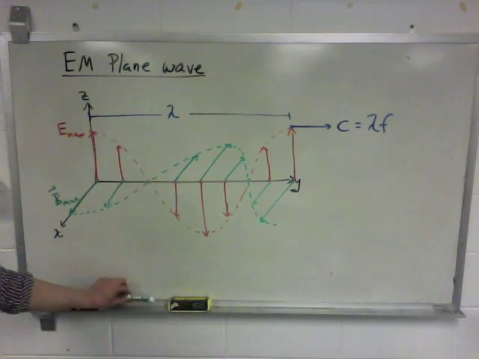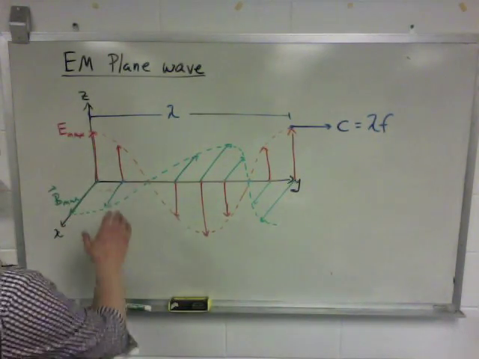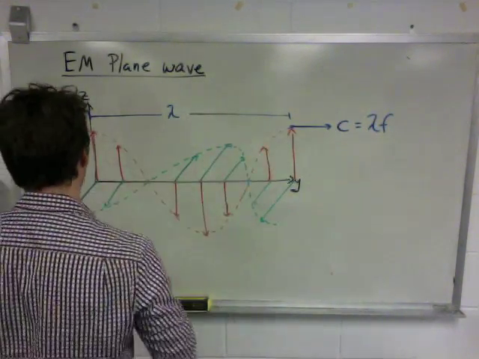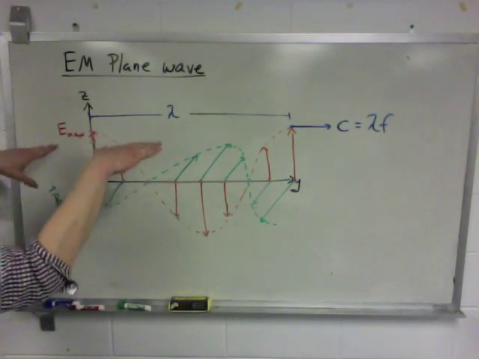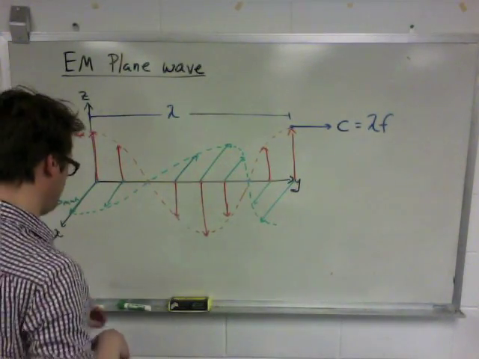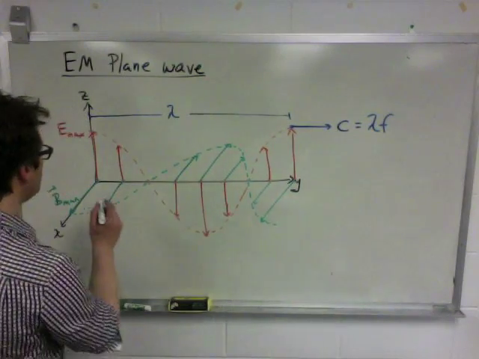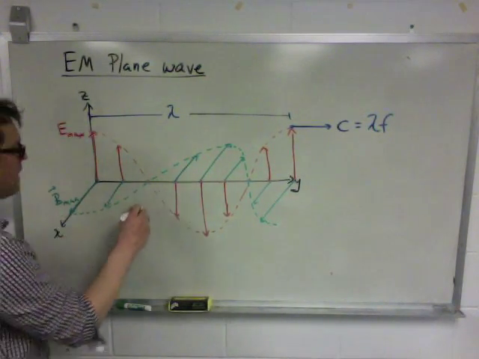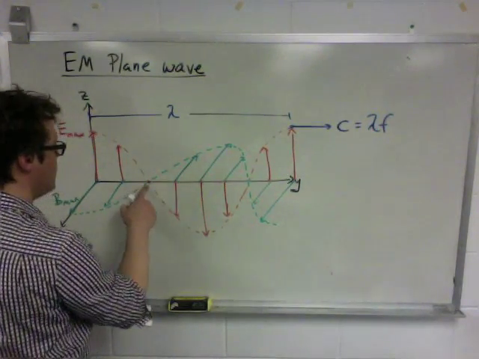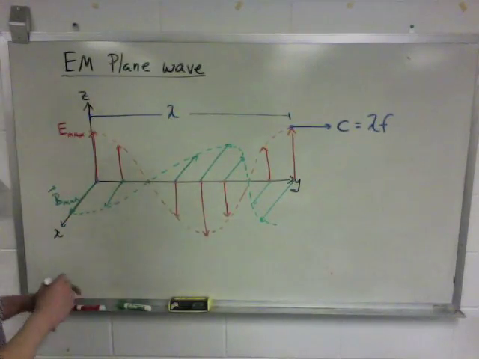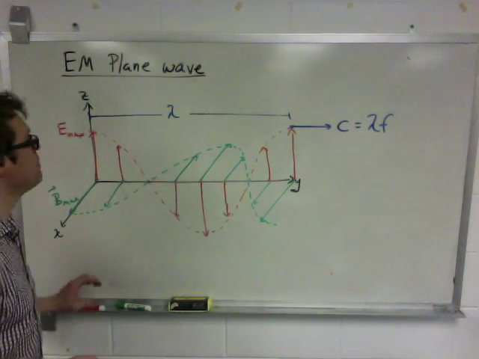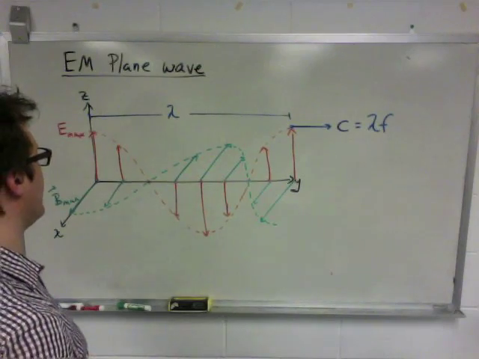You can see that the electric field exists in the zy plane, whereas the magnetic field exists in the xy plane, right? But wherever there's a maximum in the electric field, there's a maximum in the magnetic field. Wherever the electric field is 0 along the y-axis, the magnetic field is equal to 0 too. So this is a picture of what I call an electromagnetic plane wave.